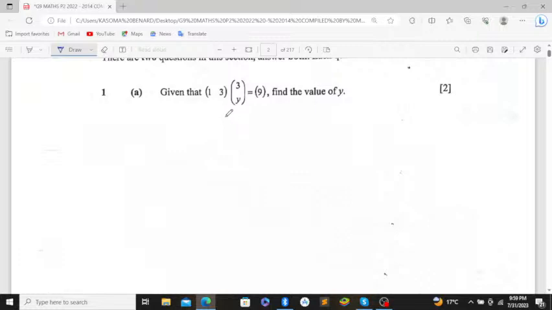So what we're going to do now is start with question 1a, which is: given that the matrix (1, 3) multiplied by the matrix (1, y) is equal to 9. These are the two matrices we are given, and the product of these two matrices is 9. We need to find the value of y. What is the value of y?